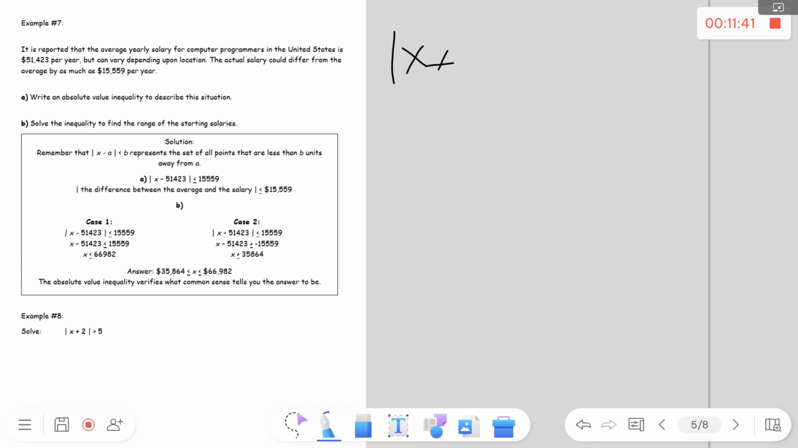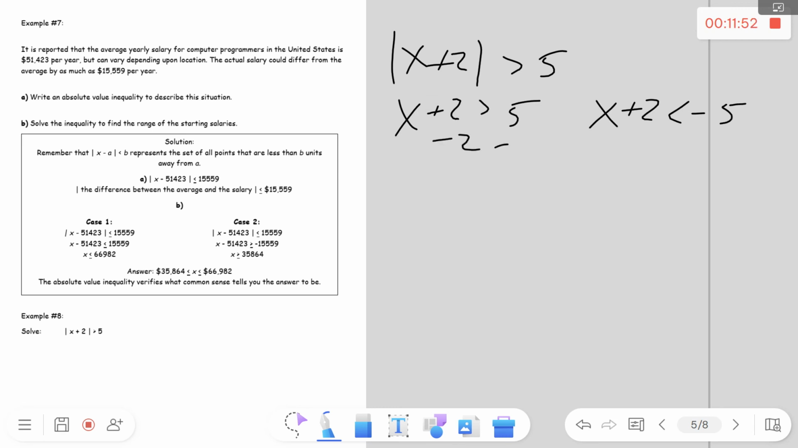It says x plus 2 is greater than 5. X plus 2 is greater than 5, or x plus 2 is less than negative 5. Solving simultaneously, that comes out to be a 3, and that comes out to be a negative 7. Okay? So I put that on a number line.